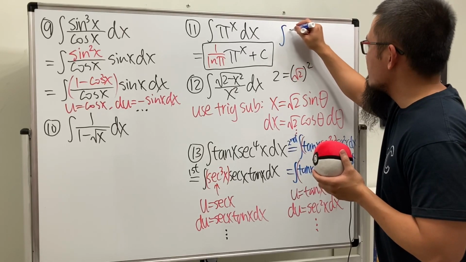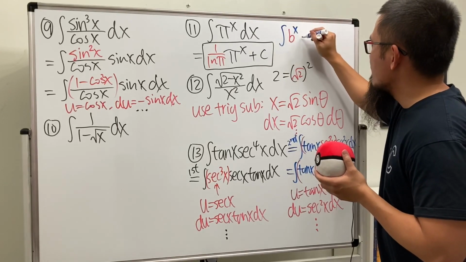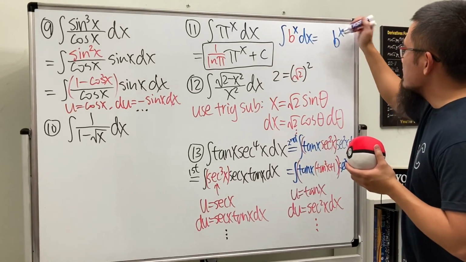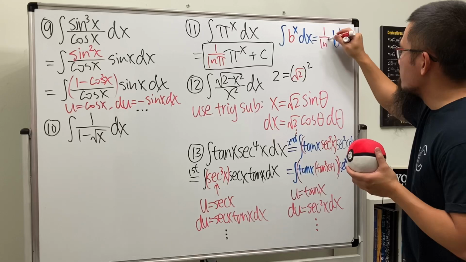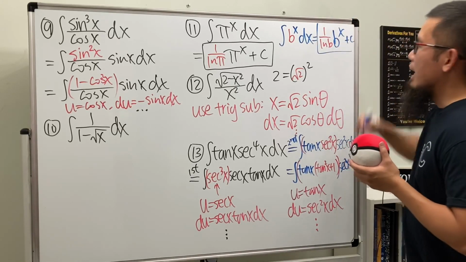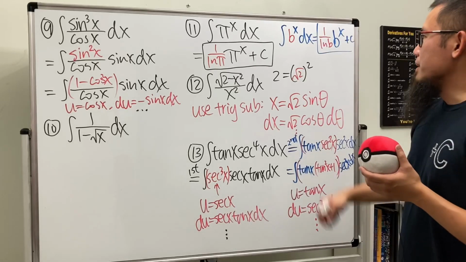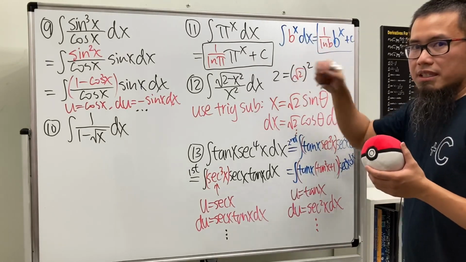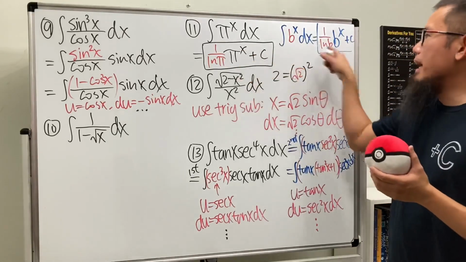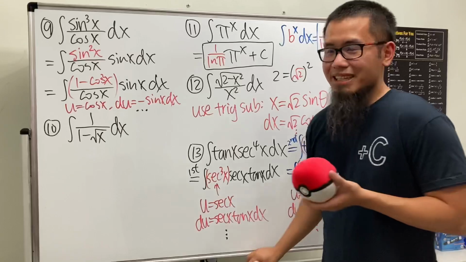When we are integrating b to the x power, this right here is just going to be b to the x, and then we do 1 over ln b like this, and then we are all done, plus c. Because the derivative of b to the x is b to the x times ln b, but when we do the integral, we divide it by ln b. So that's it. Yeah, that's it.